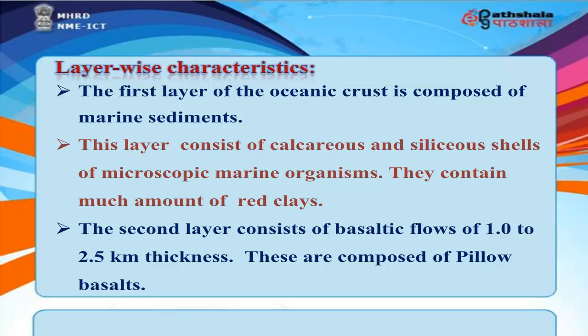Layer-wise characteristics. The first layer of the oceanic crust is composed of marine sediments. This layer consists of calcareous and siliceous cells of microscopic marine organisms. They contain much amount of red clays. The second layer consists of basaltic flows of 1.0 to 2.5 kilometers thickness. These are composed of pillow basalts.